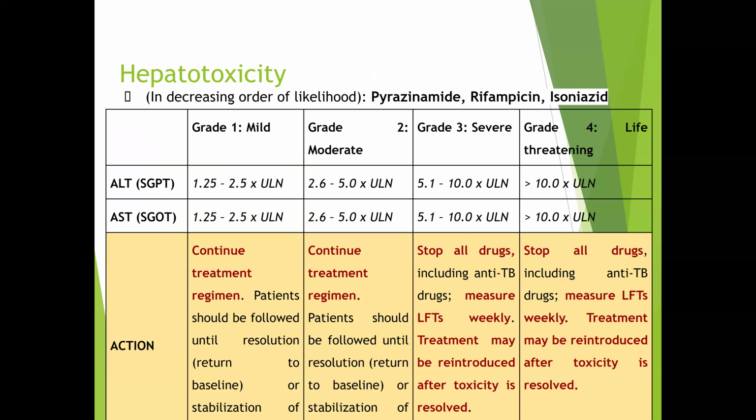So this is how we classify them: the mild, moderate, severe, and life-threatening. If ALT is within those values, we have the mild. In a mild hepatotoxicity, we continue treatment, and patients should be followed up until resolution. That is, you continually do the LFTs as the patient continues treatment. If it's moderate, you still continue treatment. Your patient should be followed until resolution or their LFTs return to baseline.